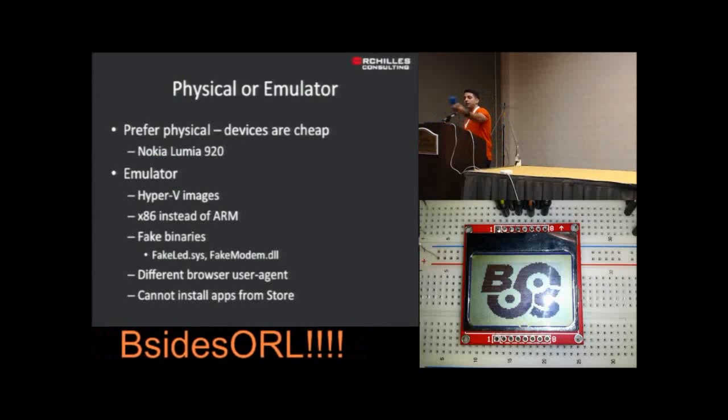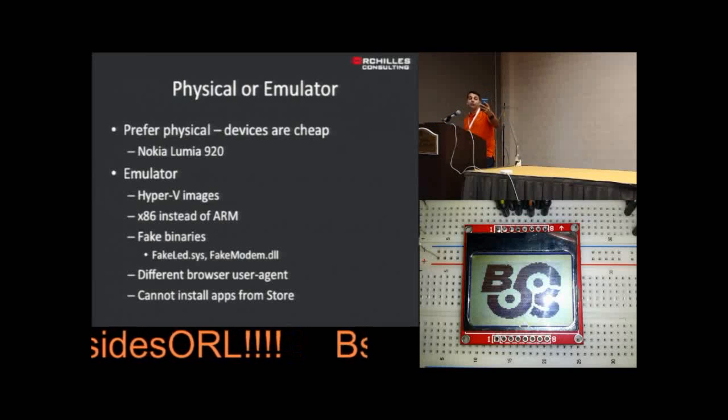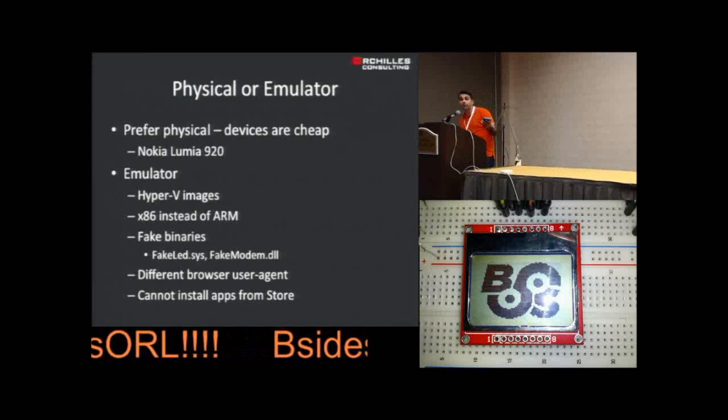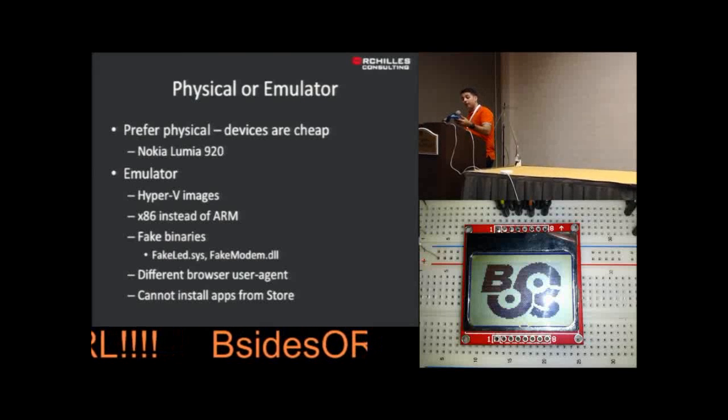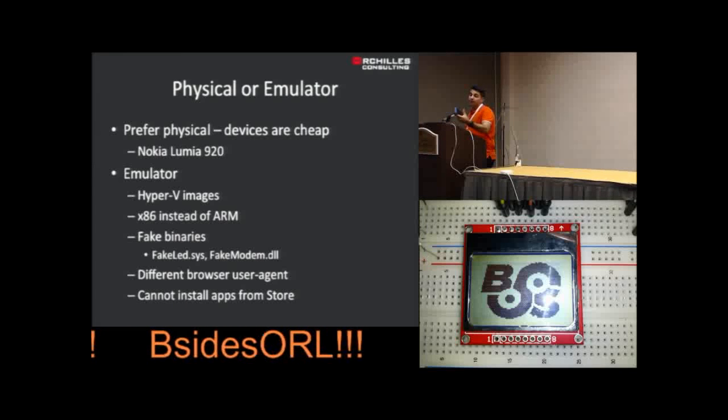Like I said, this is a Nokia Lumia. I requested this. They said, you need to test this app. I said, you got to give me a device. And they said, well, use an emulator. I said, no, you got to give me a device. And I got a free phone.